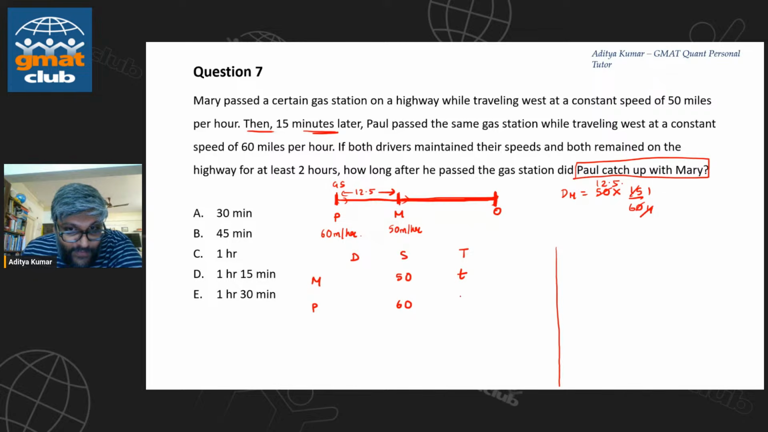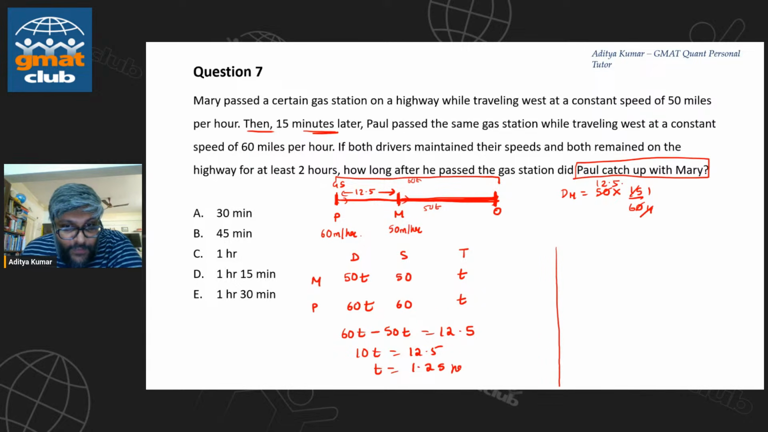So I'm going to keep the time as t. The distance that Mary travels is 50t. So this distance is 50t. And the distance that Paul travels, that's this entire distance, should be 60t. So if this entire distance is 60t and this distance is 50t, I know that 60t minus 50t should be equal to 12.5. So 10t is equal to 12.5. t is 1.25 hours.